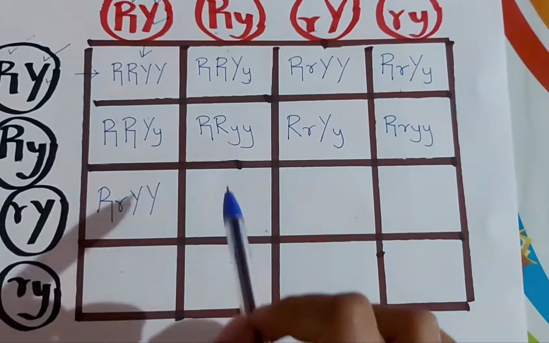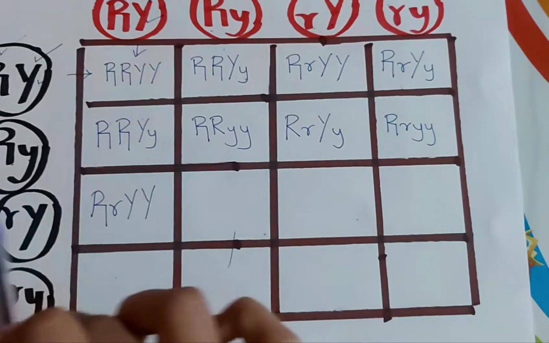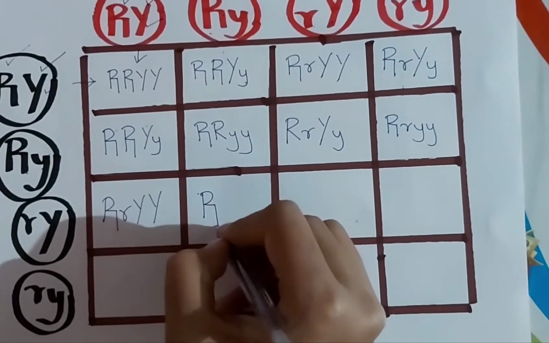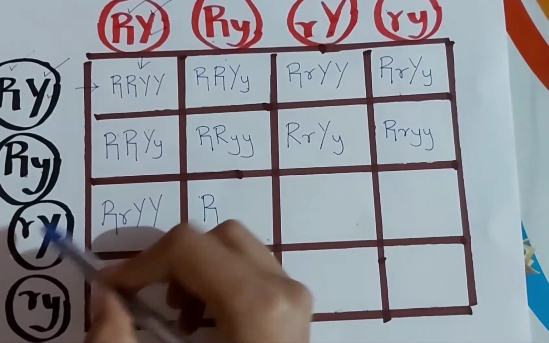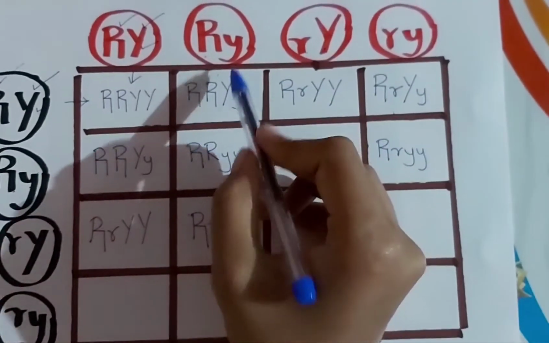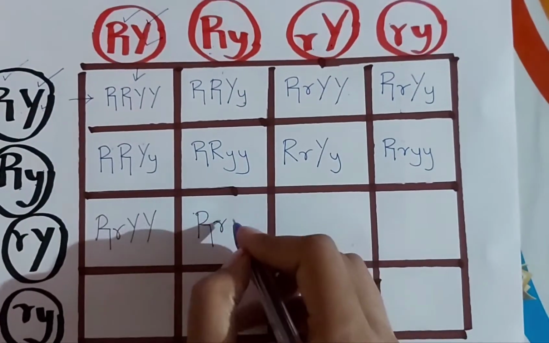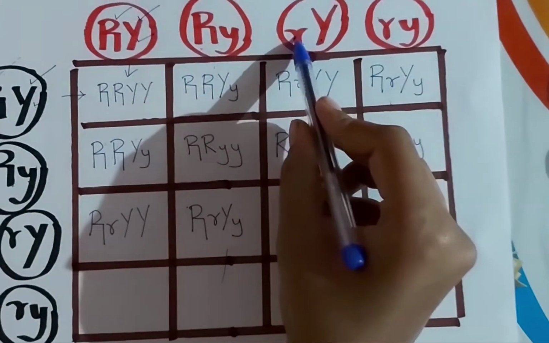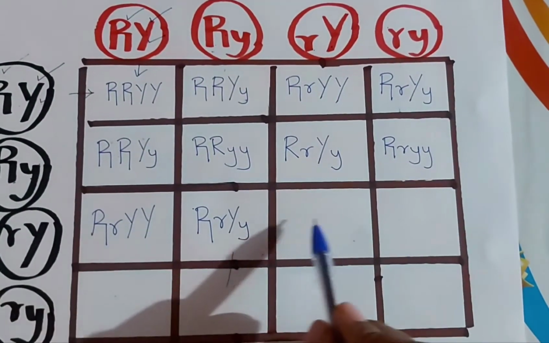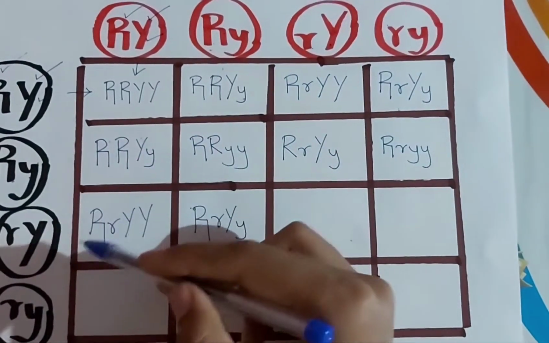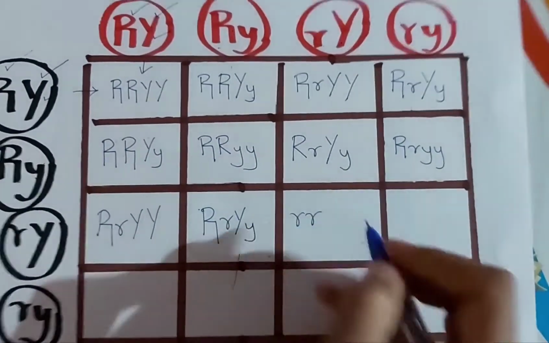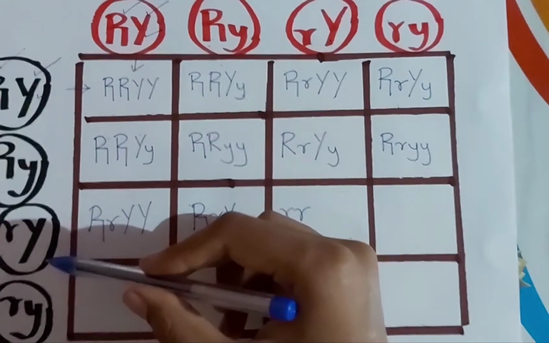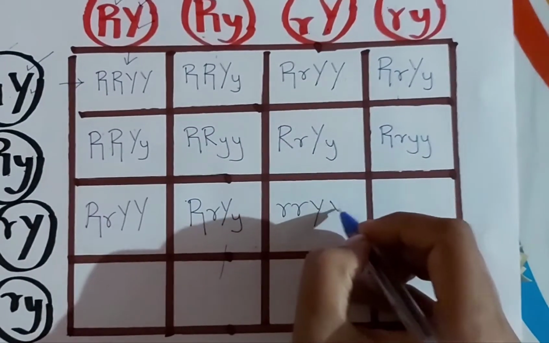And again this box, this row and this column. So it is capital R and small r, small y and capital Y. So first you should write capital Y and small y. The same thing. In this row and this column, both are small r, that is why you should write both small. And here it is capital Y, so you should write capital Y and capital Y.